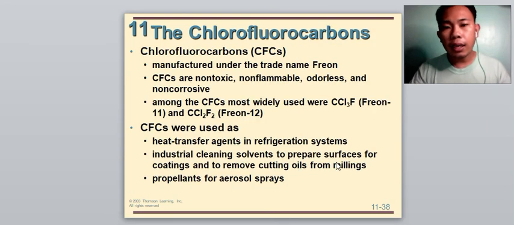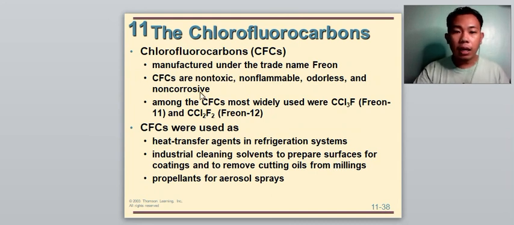This slide gives us an idea about the chlorofluorocarbons. Chlorofluorocarbons, or CFCs, are manufactured under the trade name Freon. The CFCs are non-toxic, non-flammable, odorless, and non-corrosive. Among the CFCs most widely used were CCl3F, or Freon 11, and CCl2F2, or Freon 12. CFCs were used as heat transfer agents in refrigeration systems, industrial cleaning solvents, to prepare surfaces for coating and to remove cutting oils from millings, and as propellants for aerosol sprays.